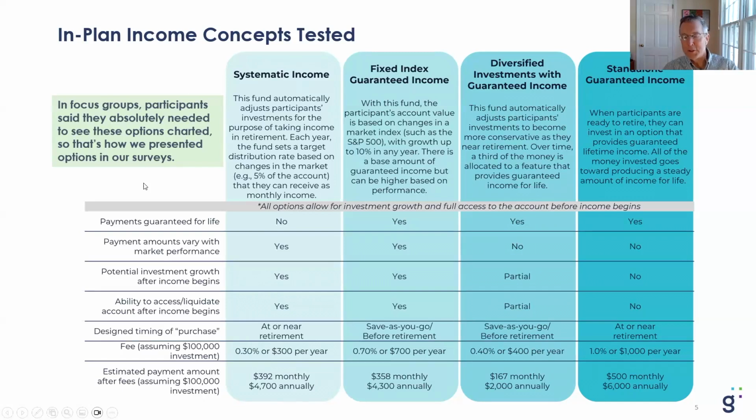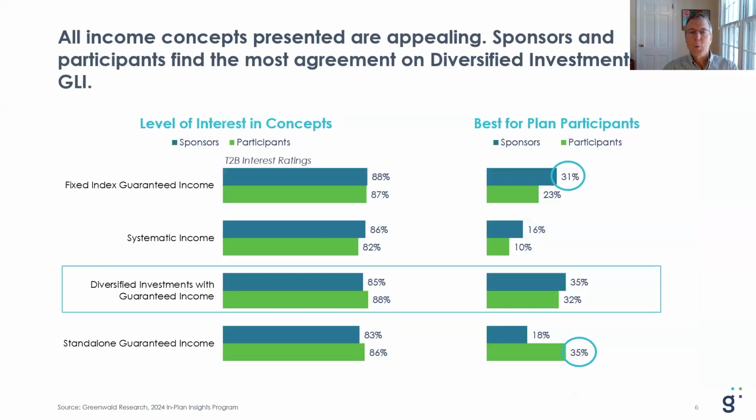After they had a minute or two to digest this, and they could always click back to see it again, we asked them, how interested are you in each of these concepts? And this left chart is very consistent year to year. No matter what options we show them, we get very high levels of interest. So here on the left, we're seeing that over 8 in 10 participants and sponsors are somewhat or very interested in each and every one of the options we showed.